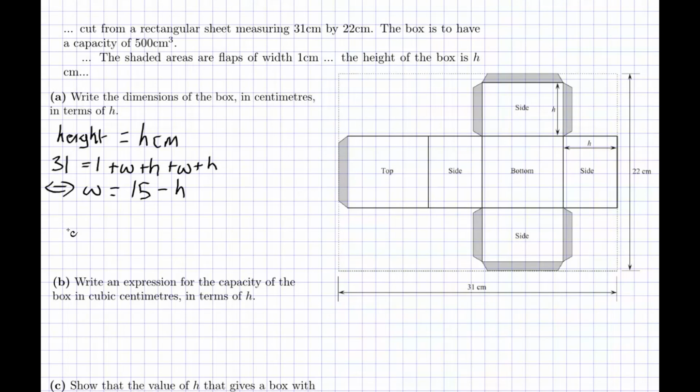Now we can also figure out the length in terms of h. We can start with the 22, and we know that first of all there's a little 1 there, and then there's an h. I'm going to consider this to be the length L. Then we have an h, and lastly another 1. Again we can do a little bit of rearranging here, and we end up with L is equal to 20 minus 2h.